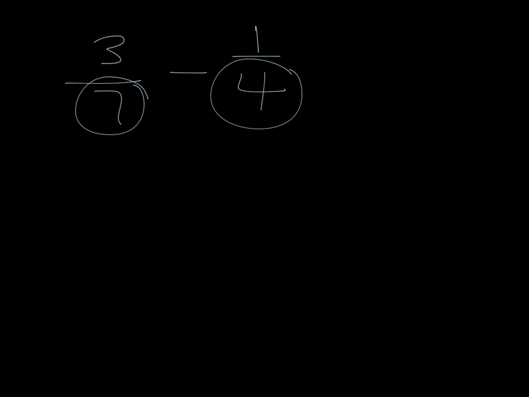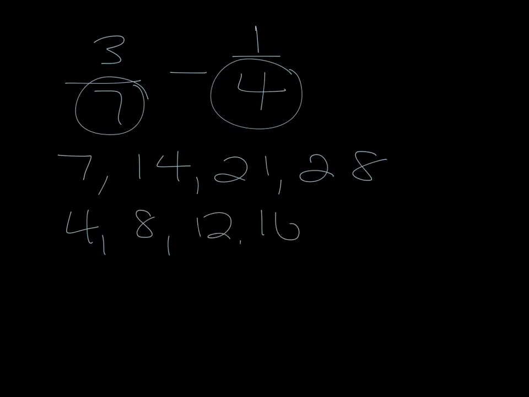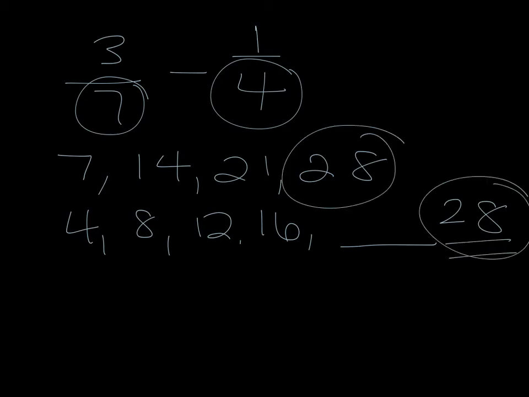So if we were to list the common multiples, and the multiples of 4, etc., etc., we'd eventually get to 28. We're going to use 28 as our common denominator here. So then we change each fraction into something over 28. And we go, how many times does 7 go into 28? Well, it goes in 4 times.